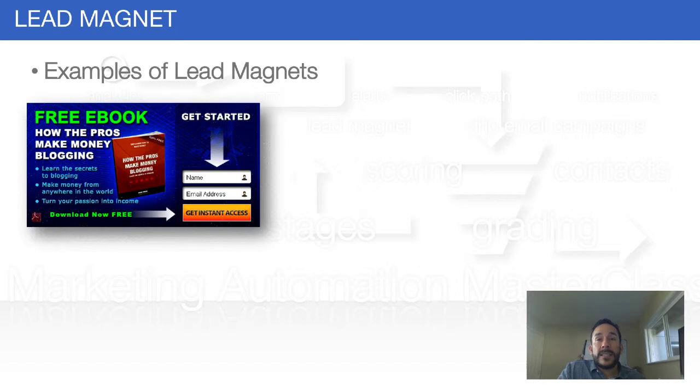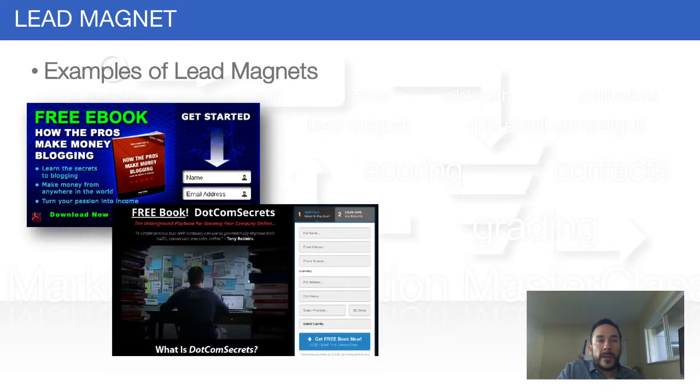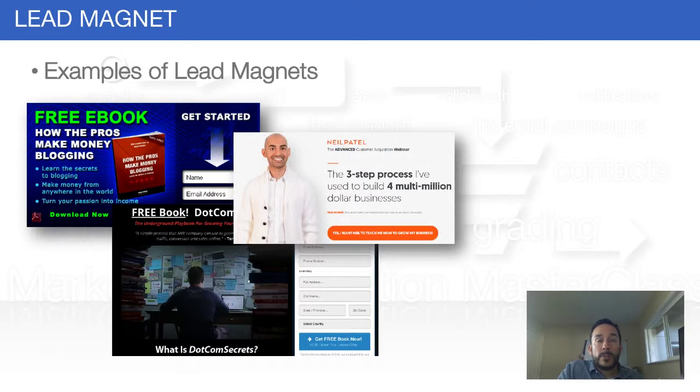And here I want to show you some examples of lead magnets. You've seen them before, maybe you didn't know what they were. Here's a very old school one, get your free ebook. Here, this is good old Russell Brunson from ClickFunnels, where he's got a free book, you just pay for shipping. Here's Neil Patel. He's always got things that he's giving away for free, lots of value.